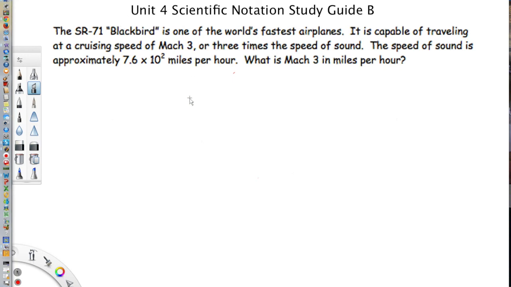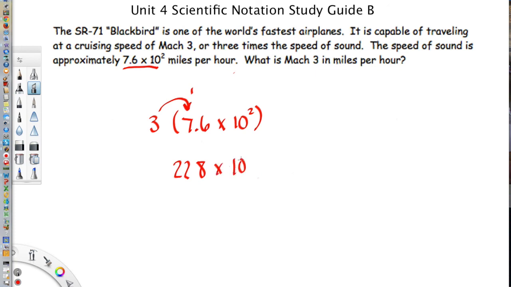Well, what I'm doing here is I'm taking the speed of sound, which is 7.6 times 10 to the second power miles per hour, and I'm going to multiply that by 3, because Mach 3 would be 3 times that speed. All I really have to do is 3 times my coefficient here, which is going to be 3 times 6 is 18, carry the 1, and 3 times 7 is 21, plus the 1 is 22, times 10 to the second power.